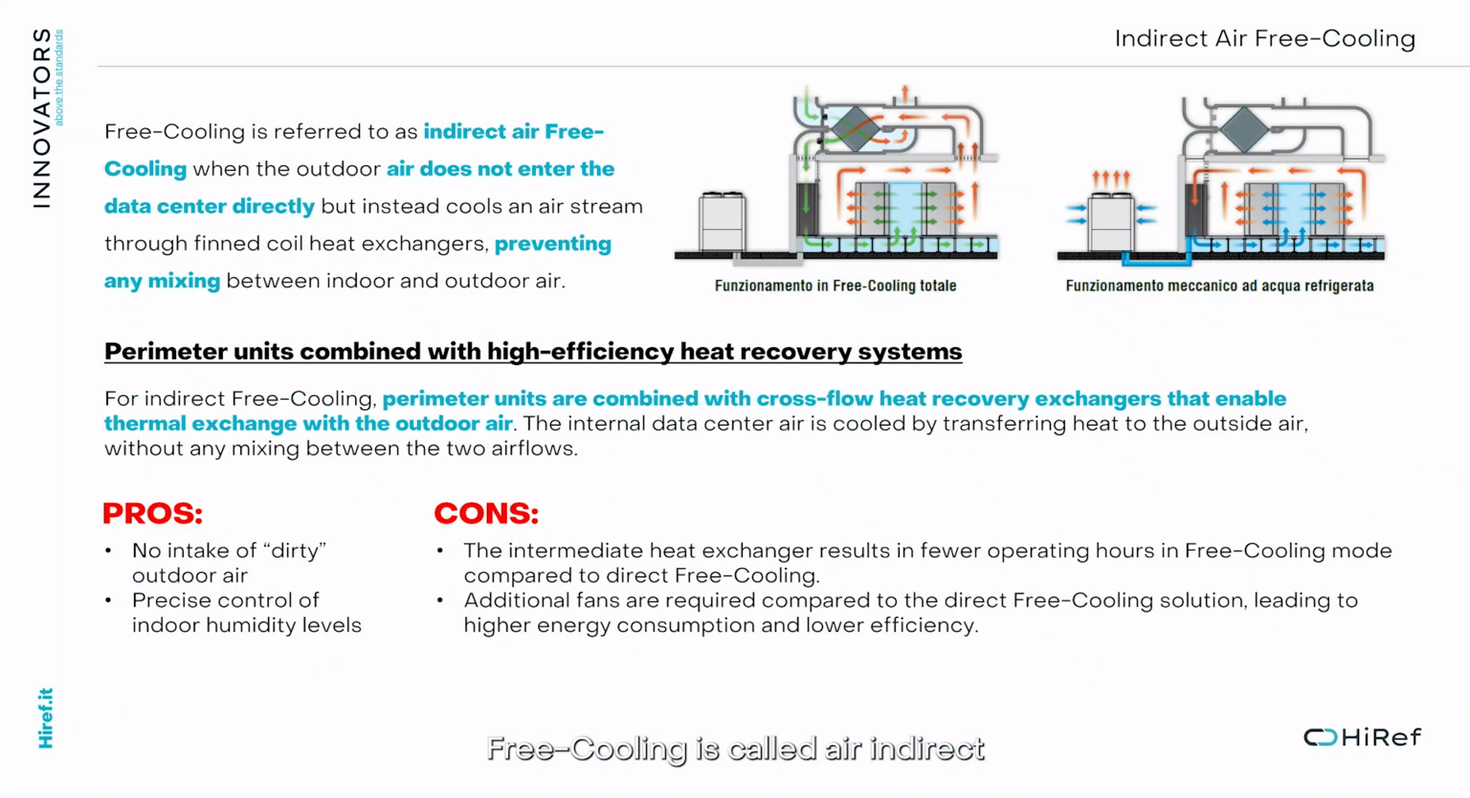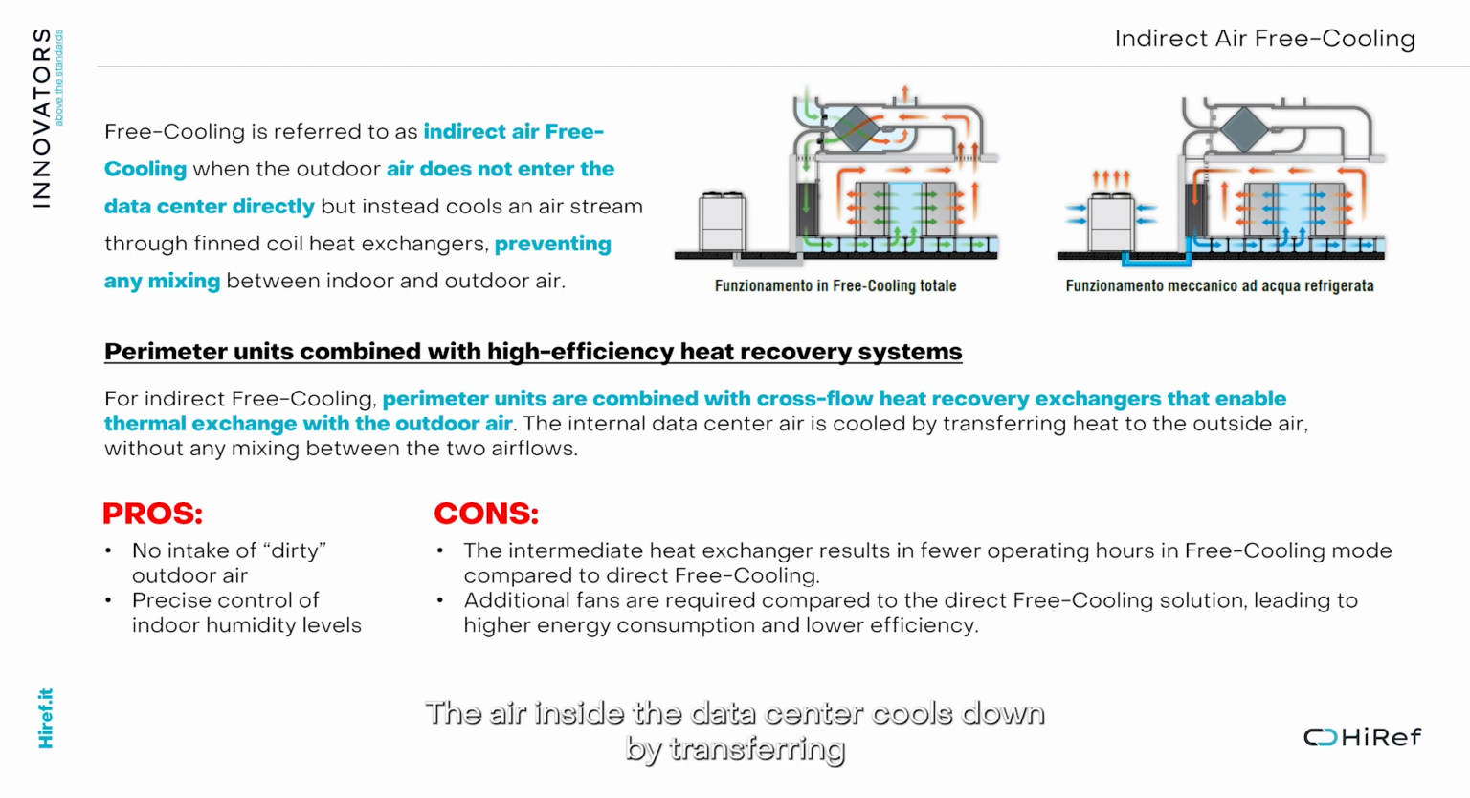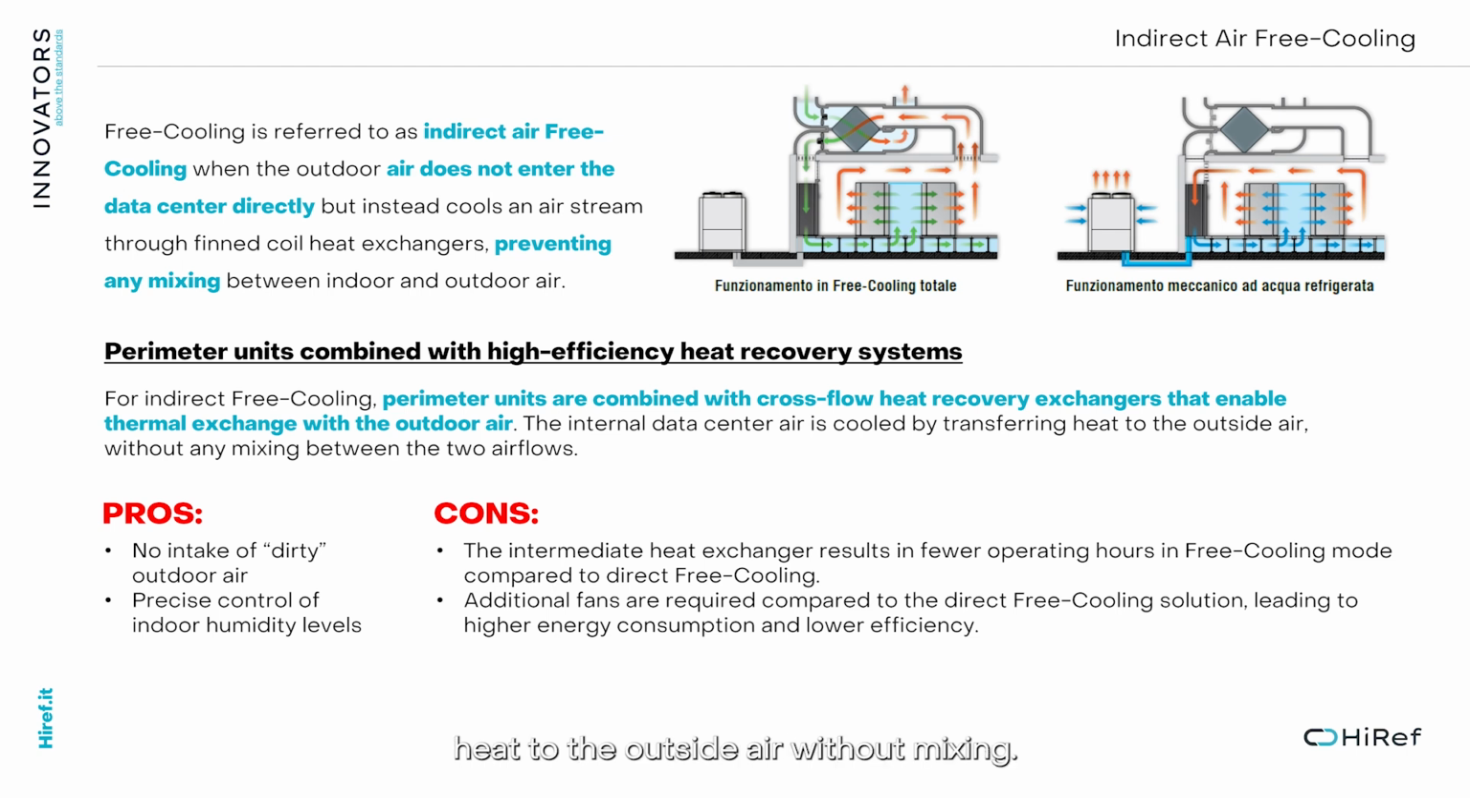Free cooling is called air indirect when the outside air does not directly enter the data center, but cools an airflow through plate heat exchangers, thus avoiding any mixing between indoor and outdoor air. For indirect free cooling, perimeter units are combined with heat recovery systems with cross-flow heat exchangers that enable thermal exchange with outside air. The air inside the data center cools down by transferring heat to the outside air without mixing.